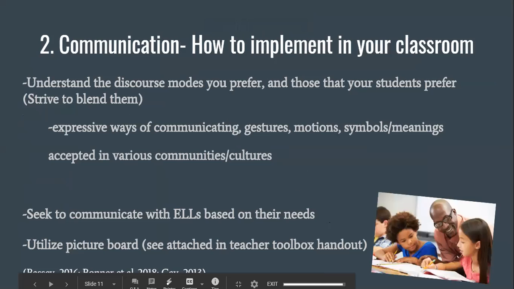The second component is communication. As educators working with ELs, we must be aware of the communicative differences that our languages and cultures may have. To help make ELs feel comfortable and be successful in your classroom, researchers suggest recognizing the discourse modes you prefer and recognizing those of your students. Ideally, we should seek to blend those to find common ground.